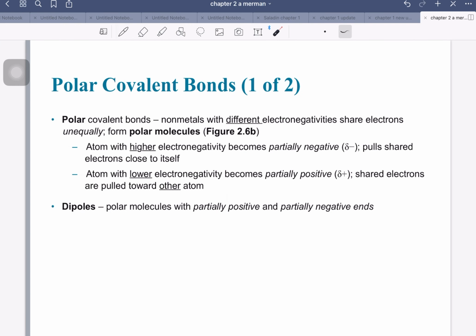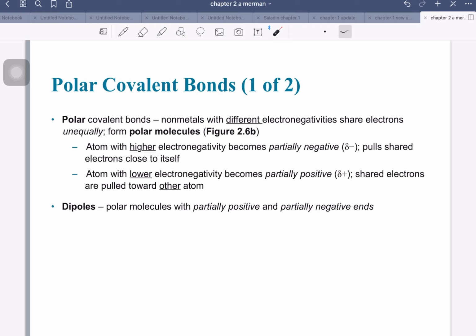Okay, then we have polar covalent. And polar covalent bonds, this is usually when we have nonmetals with different electronegativities, and they share the electrons unequally, and this forms the polar molecules. So atoms with a higher electronegativity become partially negative because it almost hogs that electron. It's an unequal sharing.